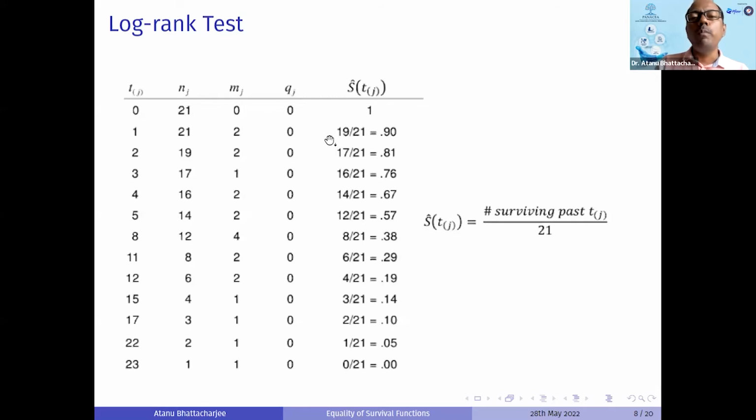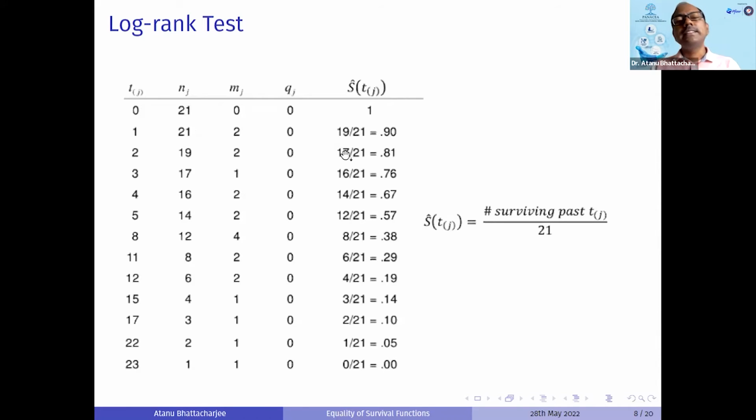So how many persons are alive? 21 minus 2, that is 19, out of 21. So that's coming to 90% survival. Now we are starting the next month with 19, since 2 already died. So we started with 19 people here. And again in that month, 2 died again. So we come down to 17.